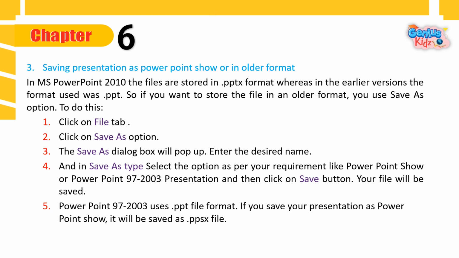To do this, 1. Click on the File tab. 2. Click on the Save As option. 3. The Save As dialog box will pop up. Enter the desired name. 4. And in Save As type, select the option as per your requirement, like PowerPoint show or PowerPoint 97 to 2003 presentation, and then click on the Save button. Your file will be saved. 5. PowerPoint 97 to 2003 uses the PPT file format. If you save your presentation as a PowerPoint show, it will be saved as a PPSX file.